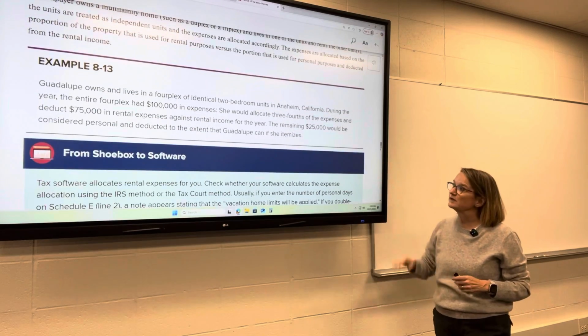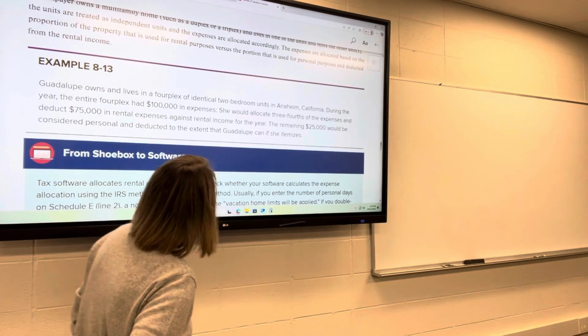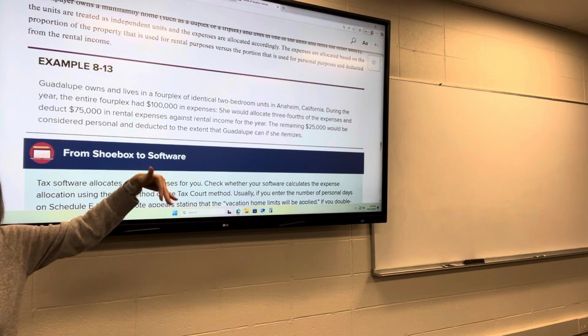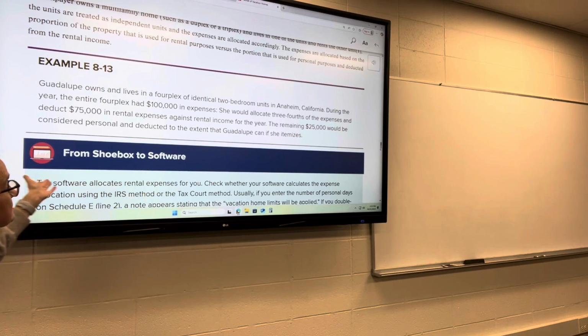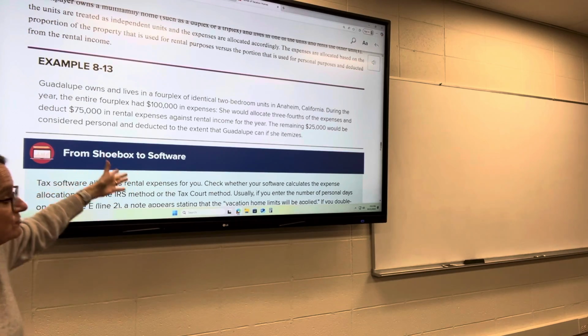So for example, we have Guadalupe, who owns and lives in a fourplex of identical two-bedroom units. During the year, the entire fourplex had $100,000 in expenses. She's going to allocate 3/4 of those expenses and deduct $75,000 in rental expenses against the rental income that she received from those other 3 units. The remaining $25,000 is considered personal and is deducted to the extent that she can if she itemizes.